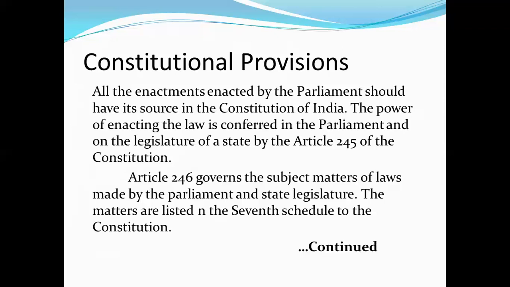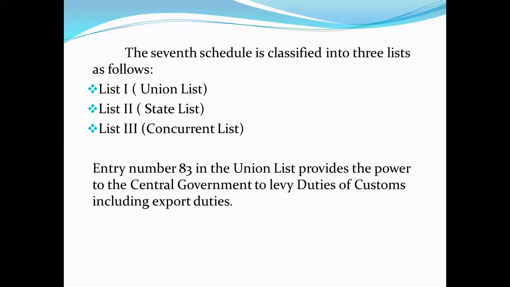The matters relating to the powers of the central and the state are listed in the 7th Schedule of the Indian Constitution. The 7th Schedule is classified into 3 lists. List 1, that is the union list, means the items in which the central government has the entire power to make legislations. List 2, that is the state list, in which the state government has the entire power to make legislations. The third one is list 3, that is the concurrent list, which provides those items in which both the central as well as the state have power equally.